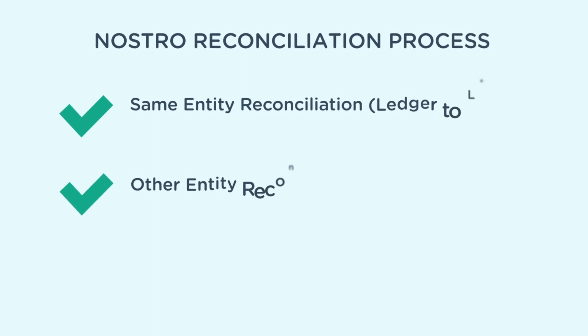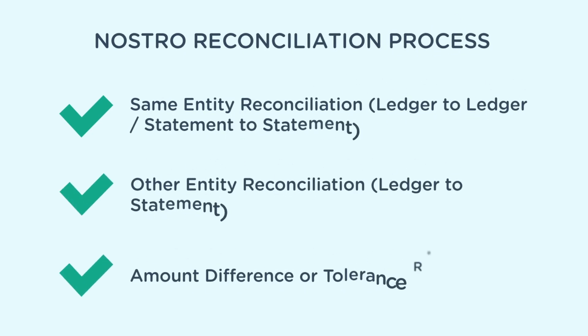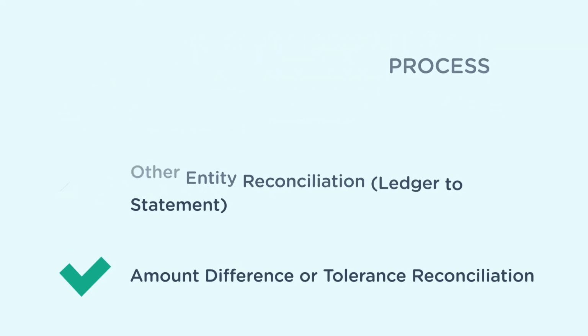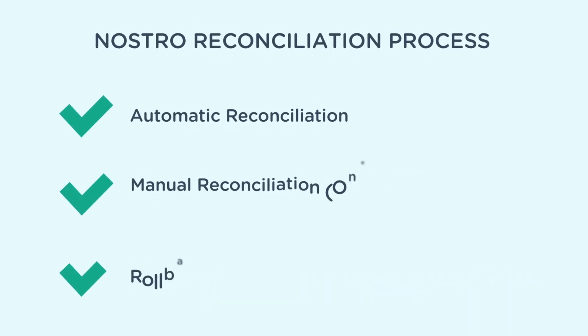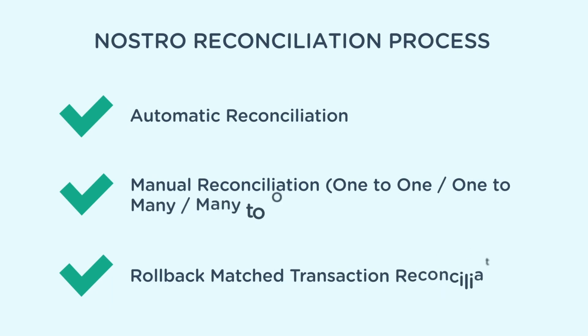And for the Nostro reconciliation process, we can do same entity reconciliation like ledger to ledger or statement to statement reconciliation, other entity reconciliation like ledger to statement, amount difference or tolerance reconciliation, automatic reconciliation, manual reconciliation for one-to-one, one-to-many, many-to-one, many-to-many and rollback matched transaction reconciliation.